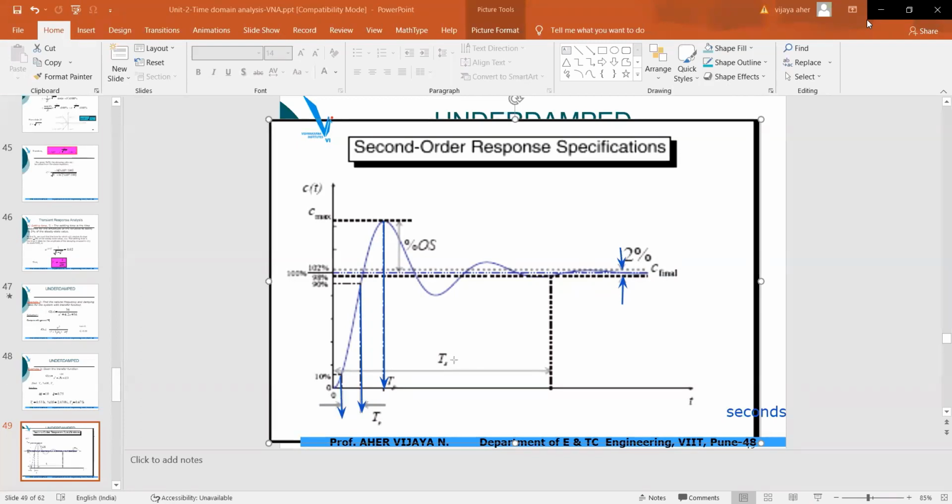Fourth parameter is settling time. So this much is nothing but your settling time, from this point to this point. The time required for your system to settle down is nothing but settling time.